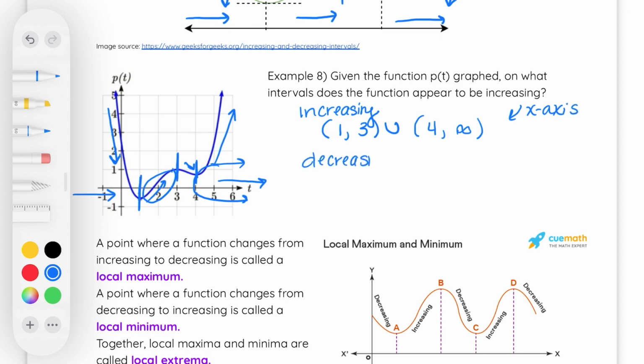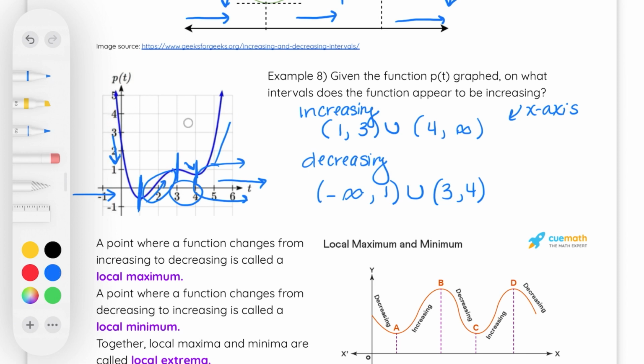Where am I decreasing then? Well, I'm coming from negative infinity on my x-axis, and I am decreasing all the way until I hit 1. Then we were increasing, and I began decreasing again in this little area from 3 to 4. And then I no longer was decreasing. If I had another section, I'd put a union and continue on forever.